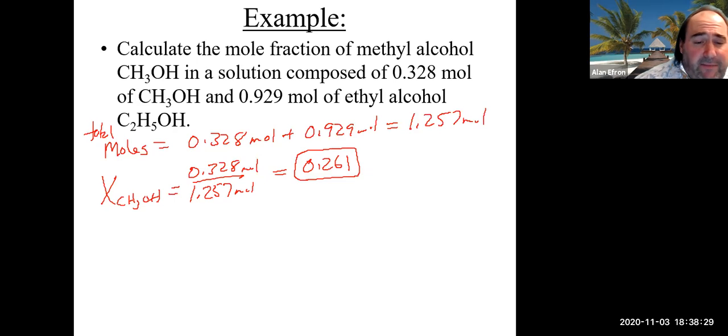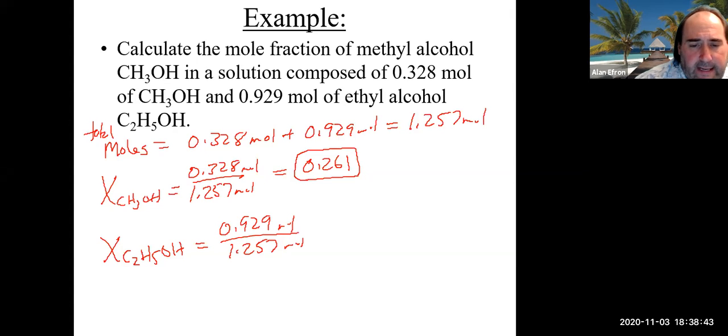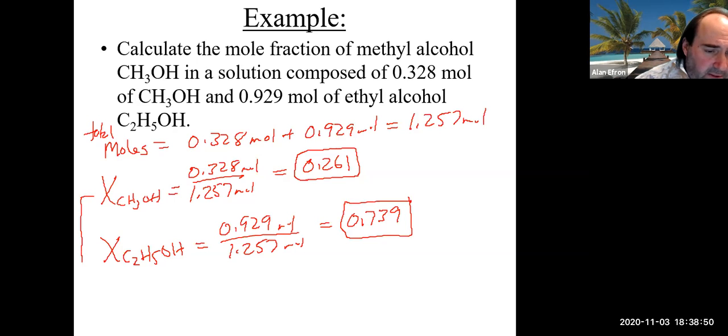We could also do the same thing for our other one. It didn't ask for it, but if we did, it would look something like this. We would take 0.929 and divide it by 1.257, and that would get us something like 0.739. Although because these were the only two parts, we could also get here by taking 1 minus 0.261, as 1 would be 100% in this particular case.